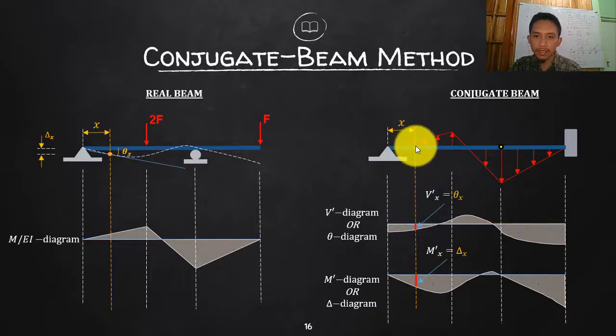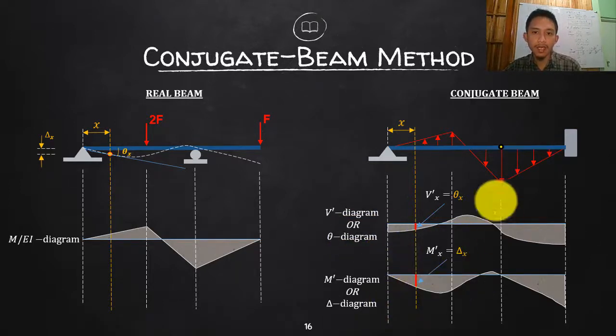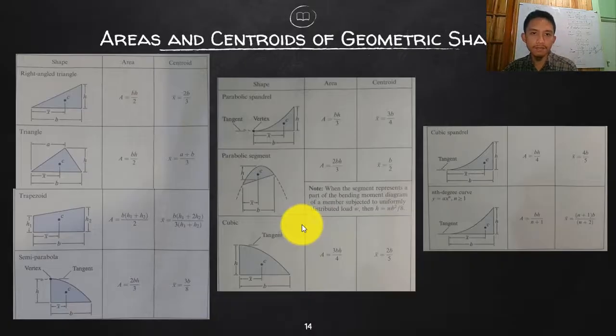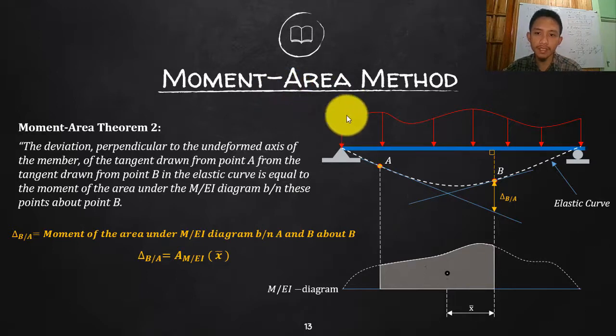Or if you want to get the deflection, use the loading of your M over EI and then get the moment at that point. So cut here and get the moment from the left side or right side. That will be the same as what you would get in your M diagram. So that is why this is commonly used, unlike the moment area, but there are some cases where you are used to the moment area.